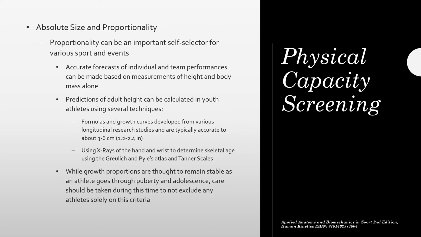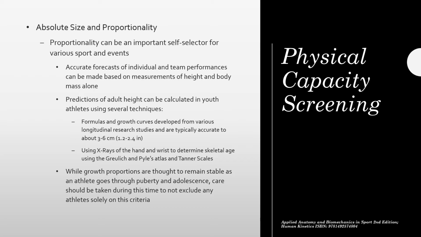And we do this using the Greulich and Pyle Atlas. Or we can turn around and use something called the Tanner scales. And the Tanner scales are an assessment of the stage where an individual is in puberty. So are they in early puberty or prepubescent all the way up through fully developed? So looking at these 3 different scales, we can kind of estimate where somebody is and where they are going with their size and proportionality.